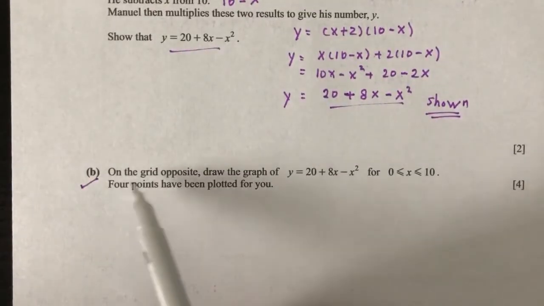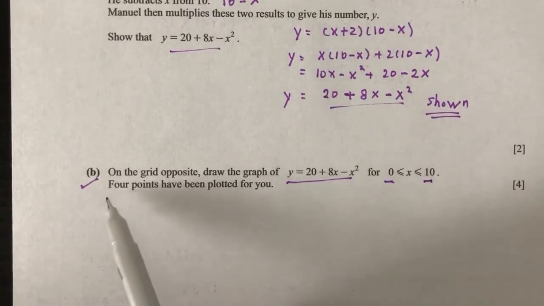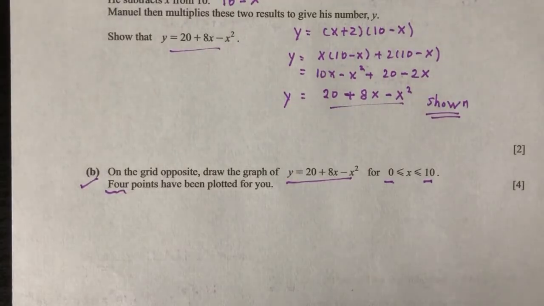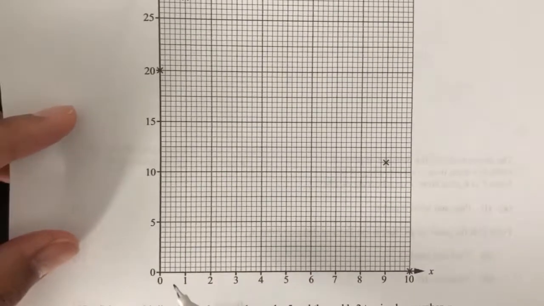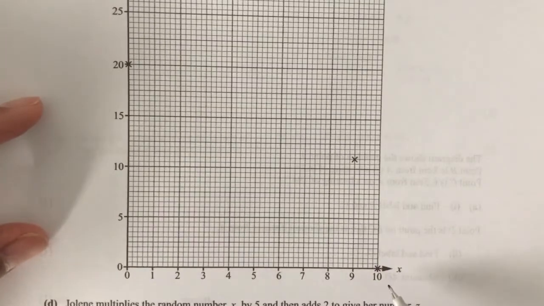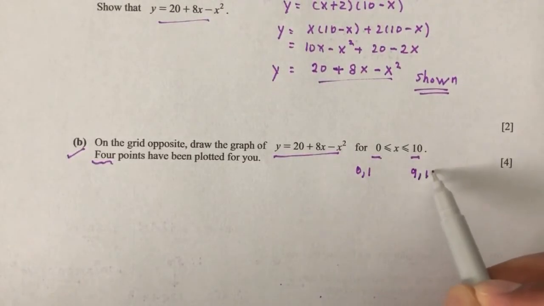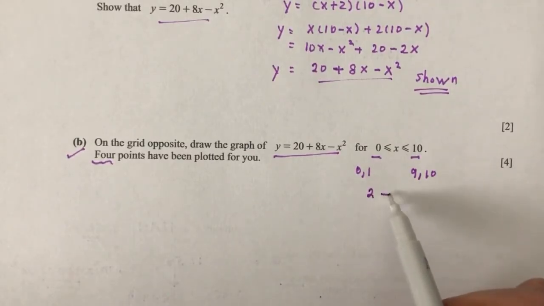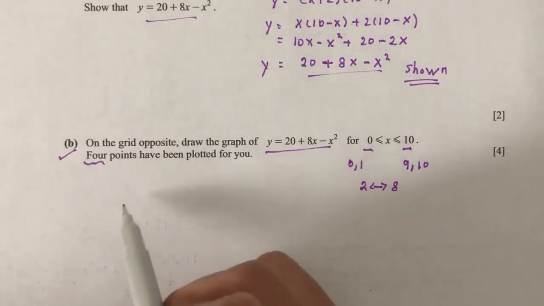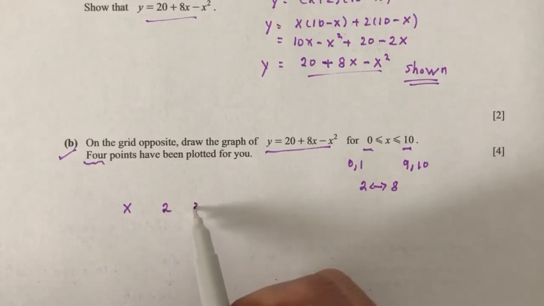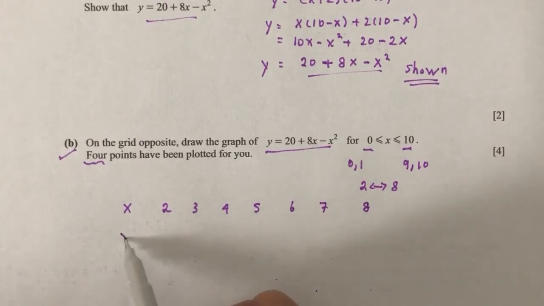Now part B. On the grid opposite, draw the graph of this for the points 0 to 10. 4 points have been given to you. So let's have a look at the points that are given. The points they gave were for the values of 0, 1, 9, 10. So we still have to find the points for 2 to 8. So let's find the values: x is 2, 3, 4, 5, 6, 7, 8, and the value of y.